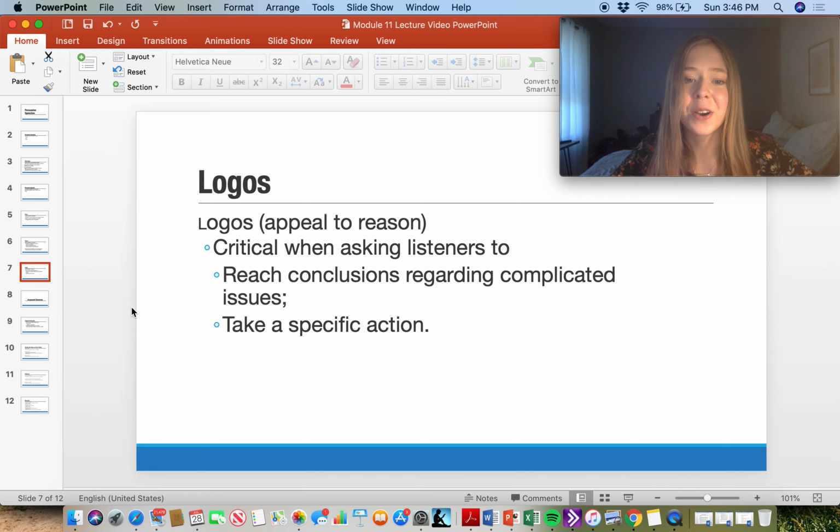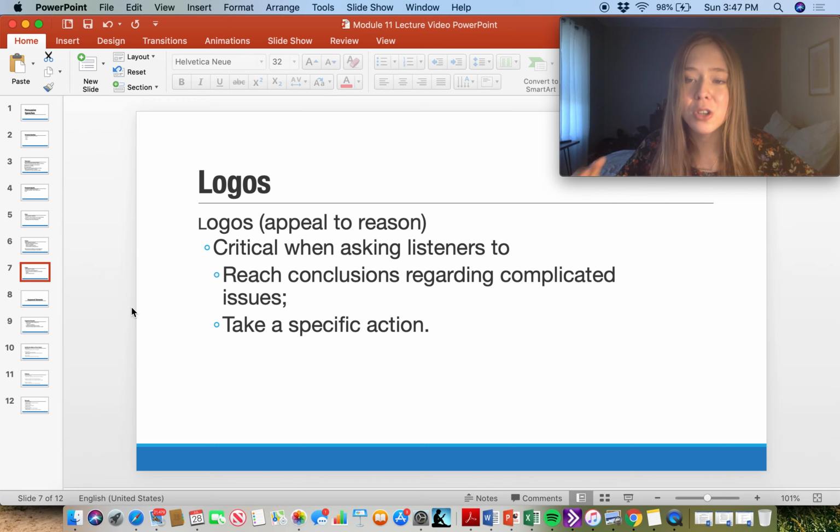Next, of course, is logos, and this is your appeal to reason. This is using those facts, that logic, that statistics. And this is critical when you're asking your audience to reach conclusions regarding complicated issues or to take a specific action. So a lot of the time, the climate change debate and the fact that we need to take action to help our environment is based off of logos alone and statistics and facts. And you can see how that is definitely vital to the argument.